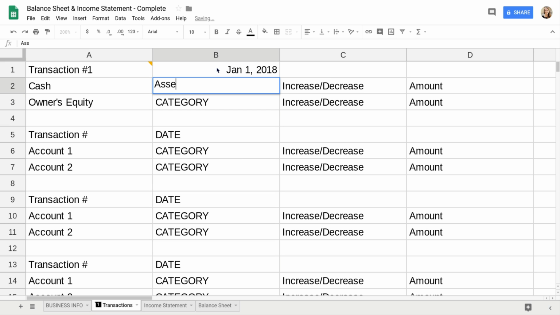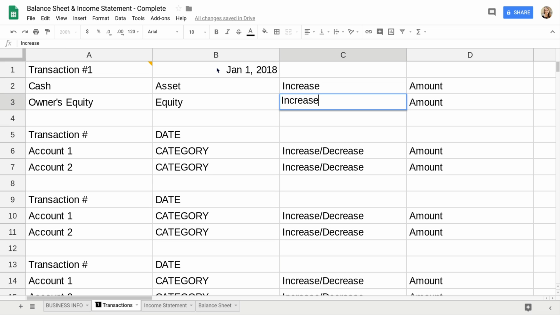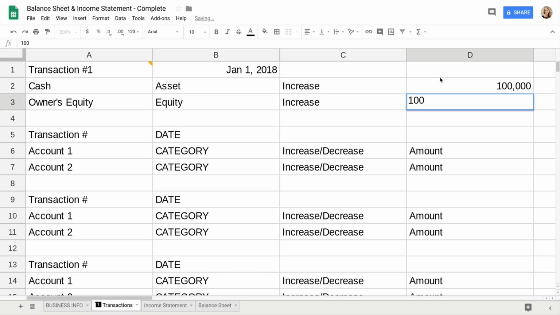And the cash again is an asset. Owner's equity is an equity account. And we're increasing cash and we are increasing owner's equity. And I'm going to invest $100,000. I'm going to do this in dollars just because it's easier for me in my business. Okay. We know how this will affect our balance sheet. So now I have some money to play with, and I'm going to buy some equipment.